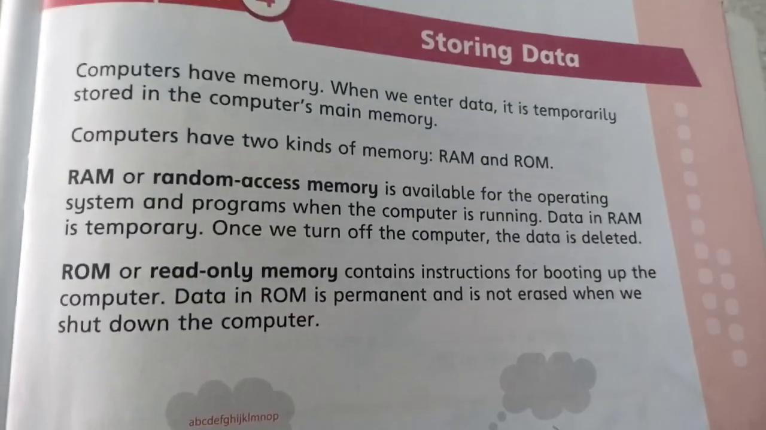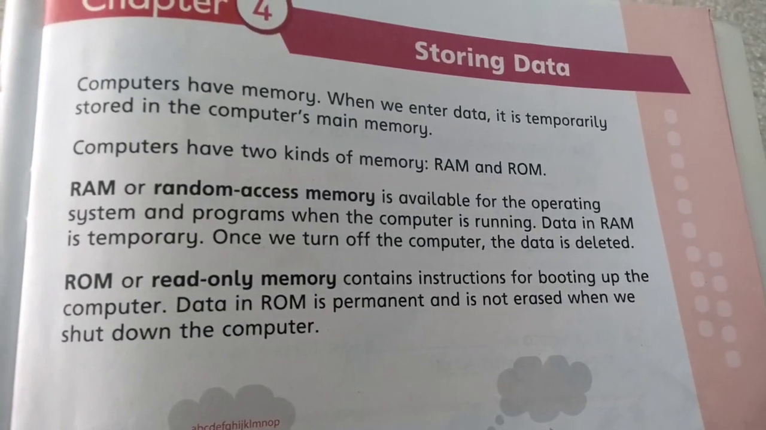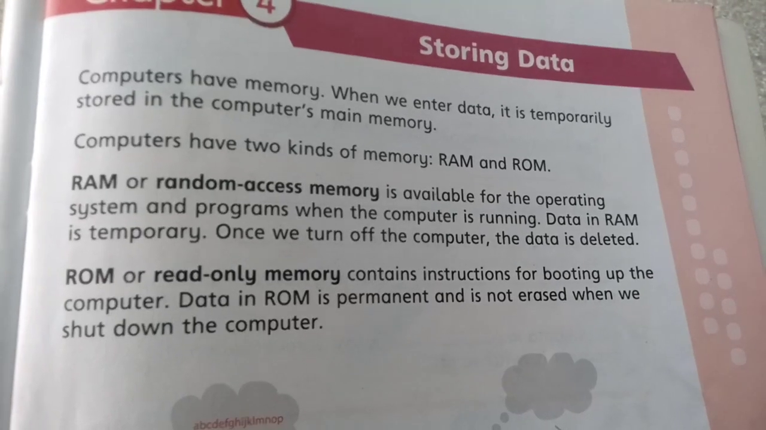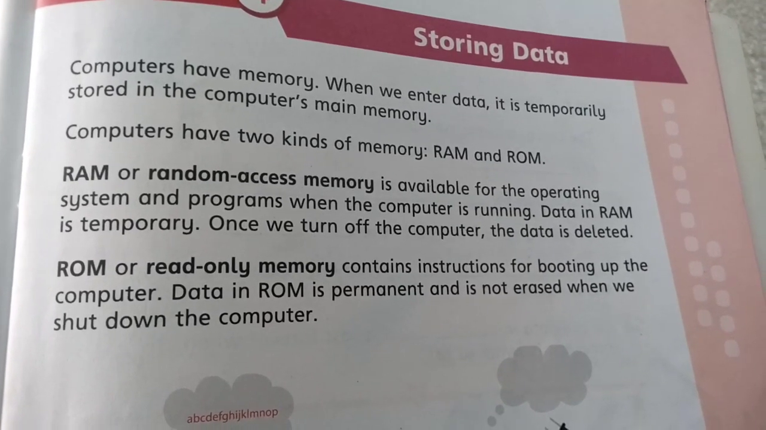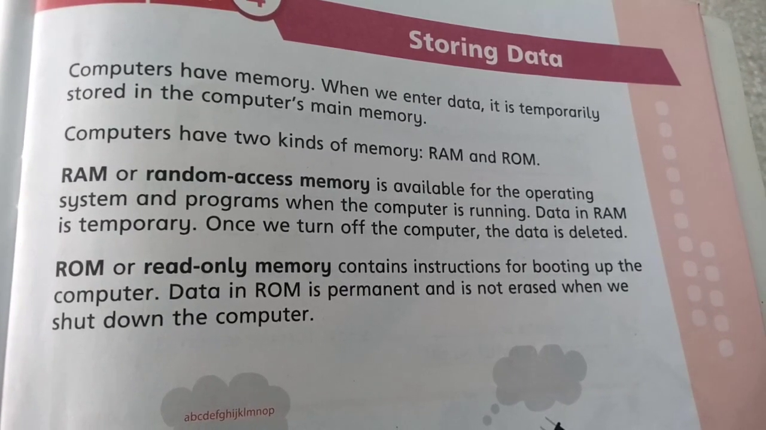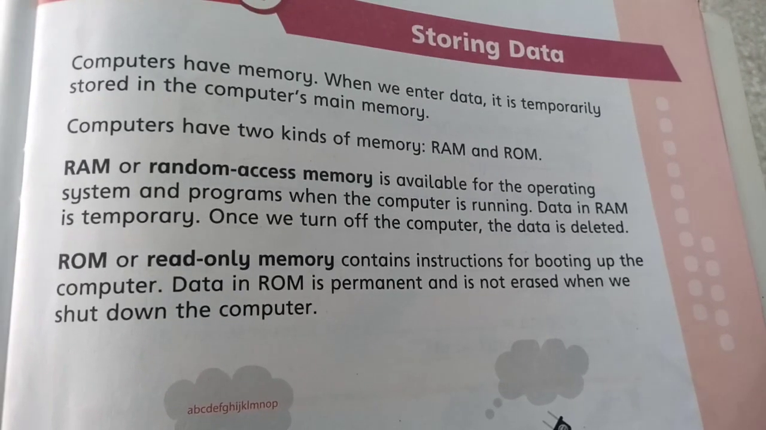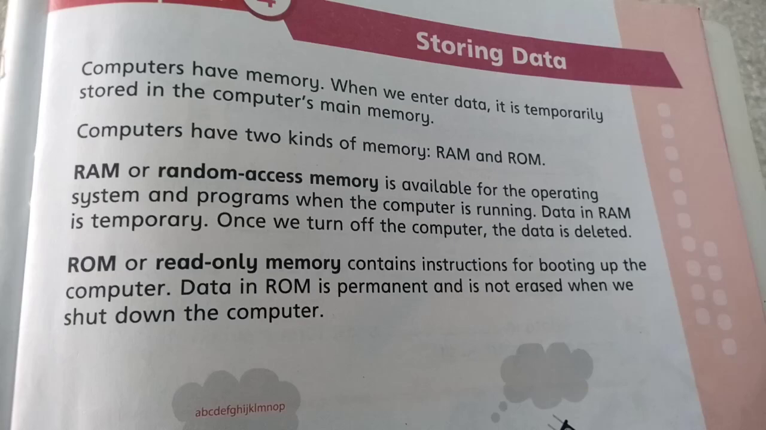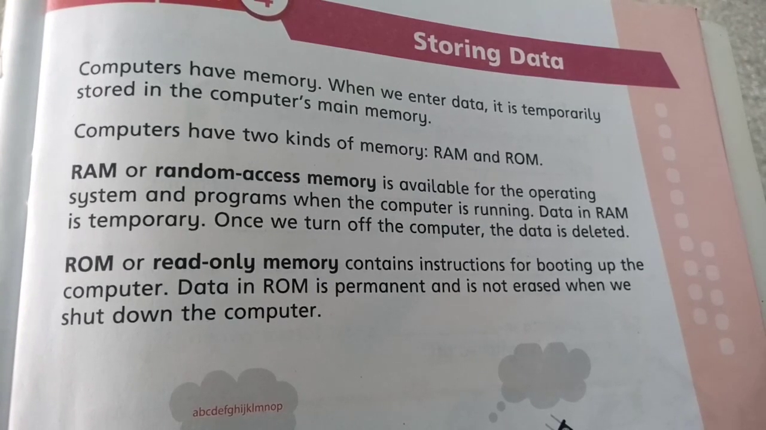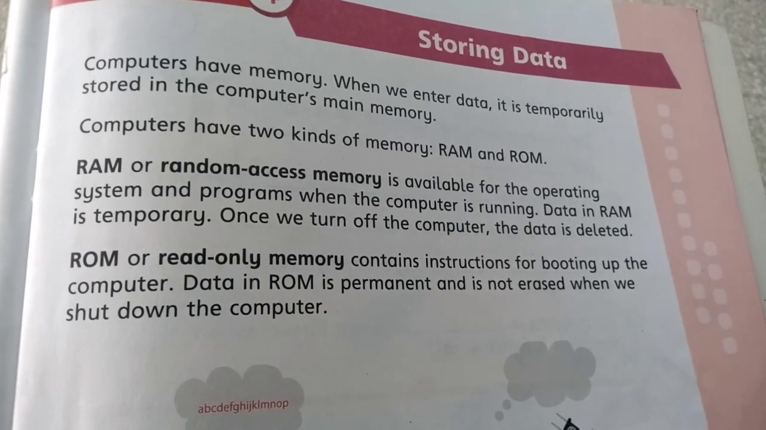Computers have memory. When we enter data, it is temporarily stored in the computer's memory. Computers have two kinds of memory, RAM and ROM. RAM is available for the operating system and programs when the computer is running. Data in RAM is temporary. Once we turn off the computer, the data is deleted.